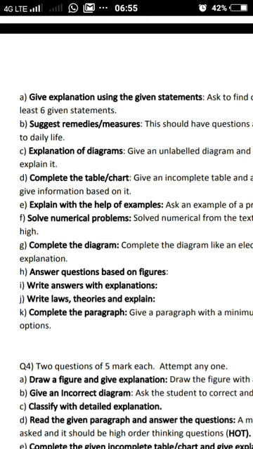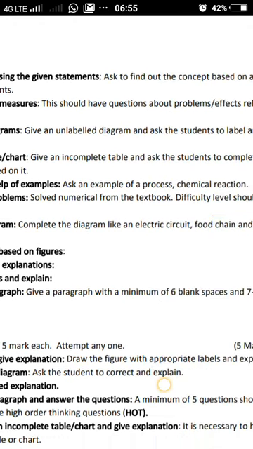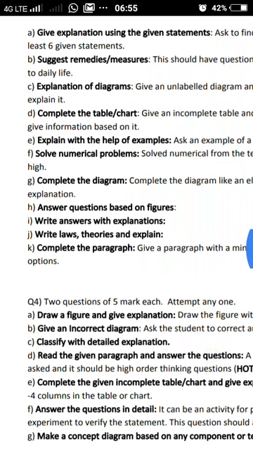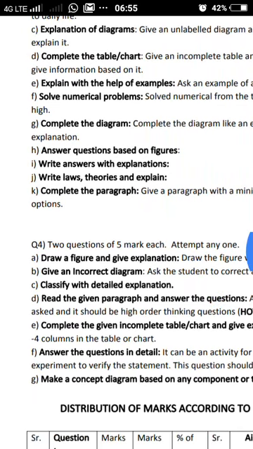So write answers with explanation, and a few answers with explanation can be there. Write laws, theories and explain laws and theories. Obviously this will be in Science 1. So complete the paragraph. Here in the paragraph there will be filling the blanks. At least 6 blank spaces and 7 to 8 options will be given and you will have to complete the paragraph. This is about question number 3.